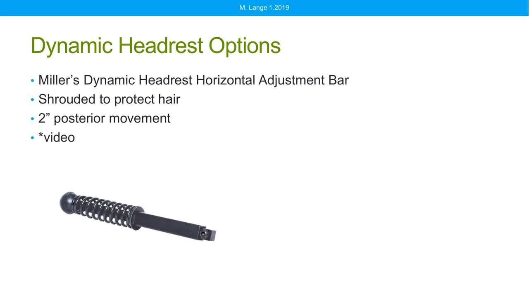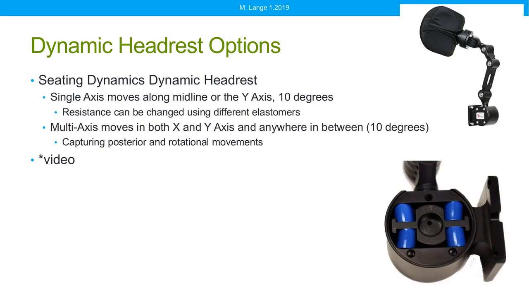One of the difficulties with this particular dynamic option, when we have dynamic components behind the head, is we do deal with hair, and so protecting these mechanisms so that hair is not pulled is very, very important. This moves posteriorly about 2 inches. And again, sorry, we had a video of this in here, but I had so many videos that we had to remove that, and I forgot to take that wording out.